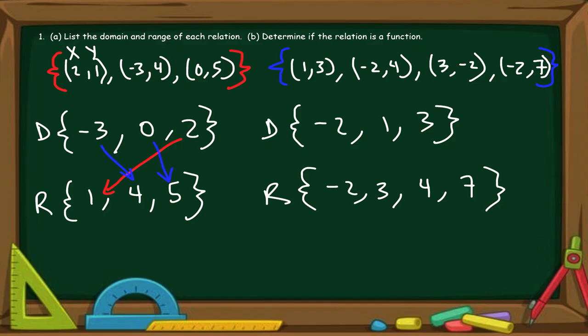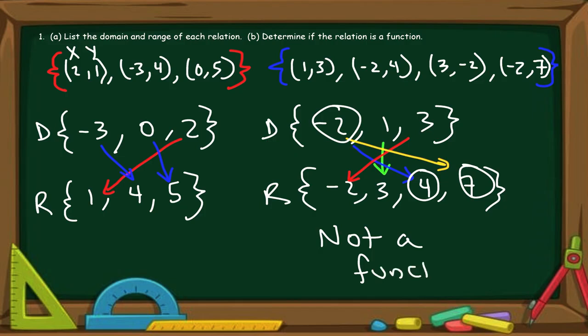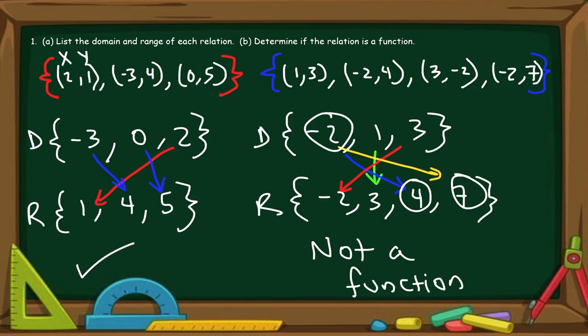Now let's focus on the second relation. So we have the ordered pair 1, 3. Next is -2, 4, and then it's 3, -2, and then finally -2, 7. So for the second relation, notice that -2 corresponds to two different output values. Now that's a problem. If you put in an input value of -2, should the output be 4 or 7? So whenever you have that situation, you know that relation is not a function. The first one is a function. Every input value corresponds to just one output value.